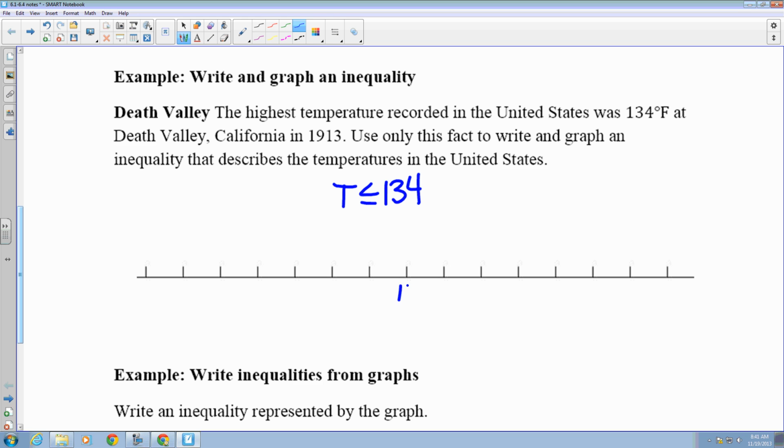Start in the middle at about 100, go by tens: 110, 120, 130, 140, 150, 160, and then go back down the other way: 80, 60, 40. So we have to identify where 134 would be. It would be approximately right here. And we are including 134. And then it's all the numbers that are smaller, to the left.